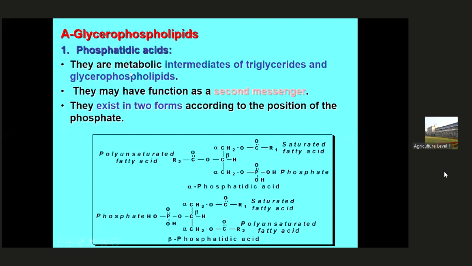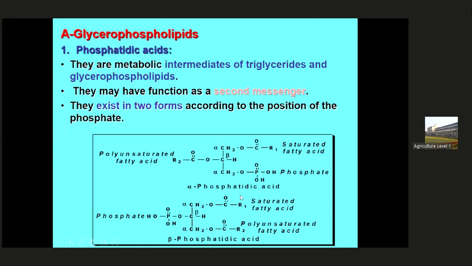You observed here that phosphatidic acid contains the minimum properties of a glycerol phospholipid. Here, this is fatty acid. This is glycerol. Phospho means phosphoric acid, and there are two fatty acids. So this is fatty acid and glycerol, this is fat lipid, and this is phosphate. So this is a glycerol phospholipid.